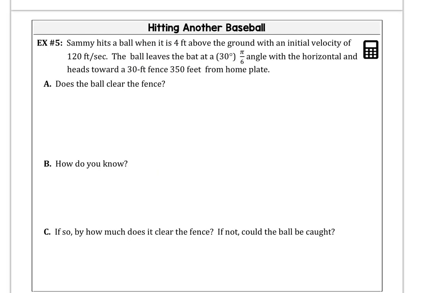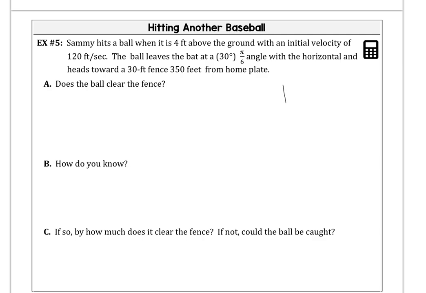Here, Sammy hits a ball when it is 4 feet above the ground. We have an initial velocity of 120 feet per second. The ball leaves the bat at a 30-degree angle, which is pi over 6 radians, to the horizontal and heads towards a 30-foot tall fence that's 350 feet from home plate. So we're talking about baseball here. I think I like baseball.